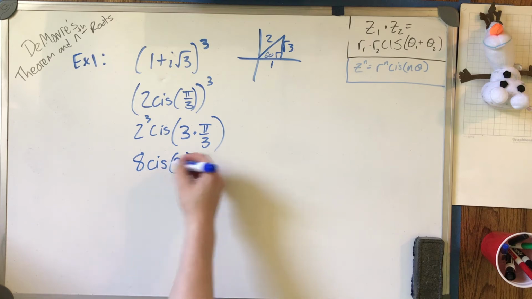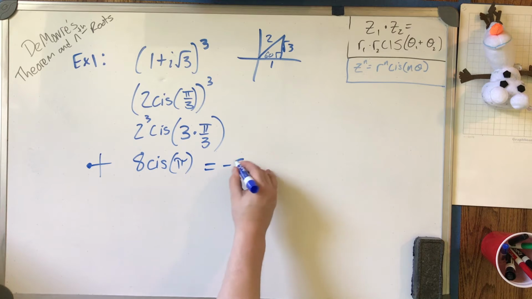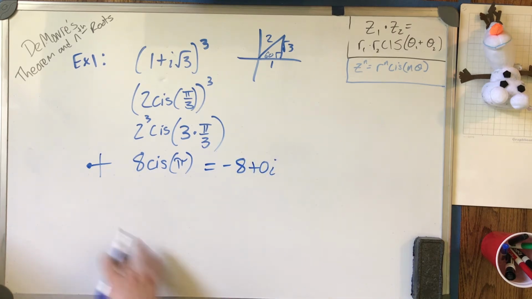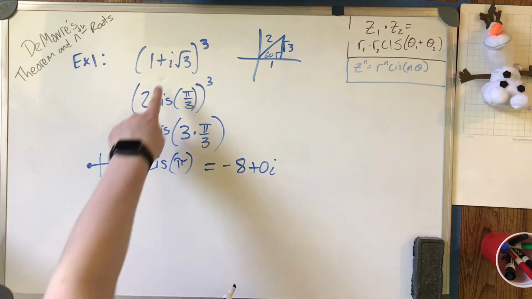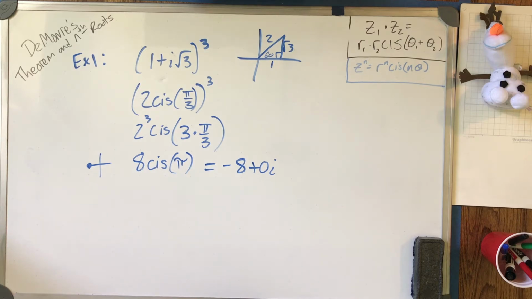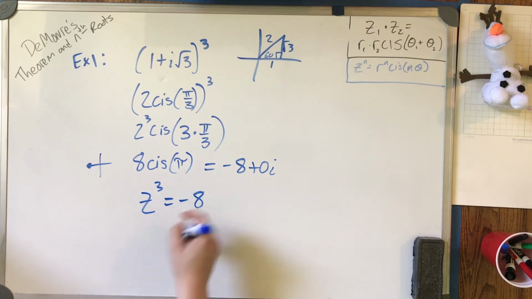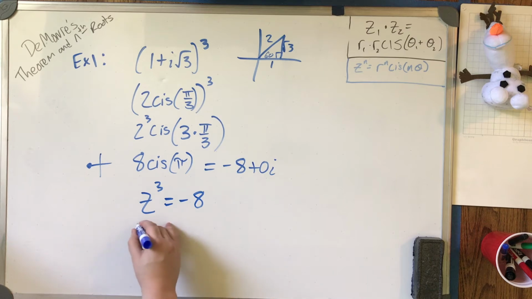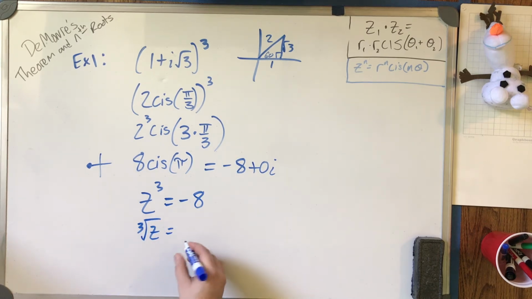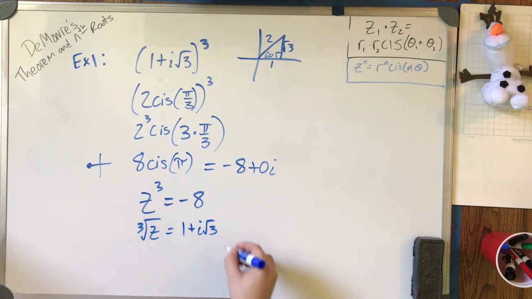So personally, when it's a quadrantal angle, I always find it easier to just plot it, because then I can look at this and see that this is just going to be negative 8 plus 0i. So negative 8 and then up and down 0. So this complex number raised to the third power equals negative 8. And one of the things that we're going to be exploring a little bit later on is making a stronger connection between this little formula right here, z to the third equals negative 8, and what happens if we take the cube root of z, that would actually equal this original complex number up here, 1 plus i root 3.